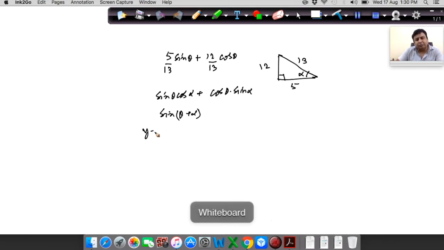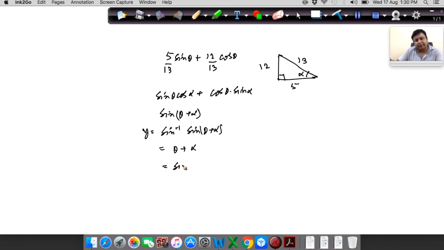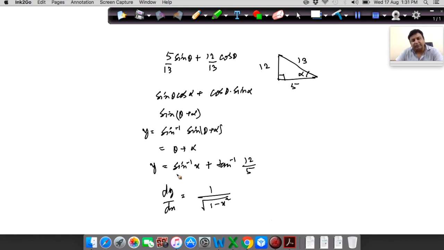Fine, so you get y equals sine inverse of sine theta plus alpha, which is theta plus alpha, but theta is sine inverse x from the assumption, and alpha is a constant. If this question is asked in inverse, I'll write alpha as tan inverse 12 by 5 from the triangle. But here it's not necessary to convert alpha because alpha is a constant, its derivative will become 0 anyway. So dy by dx is equal to 1 upon under root of 1 minus x square. The whole sum is actually sine inverse x to be differentiated.